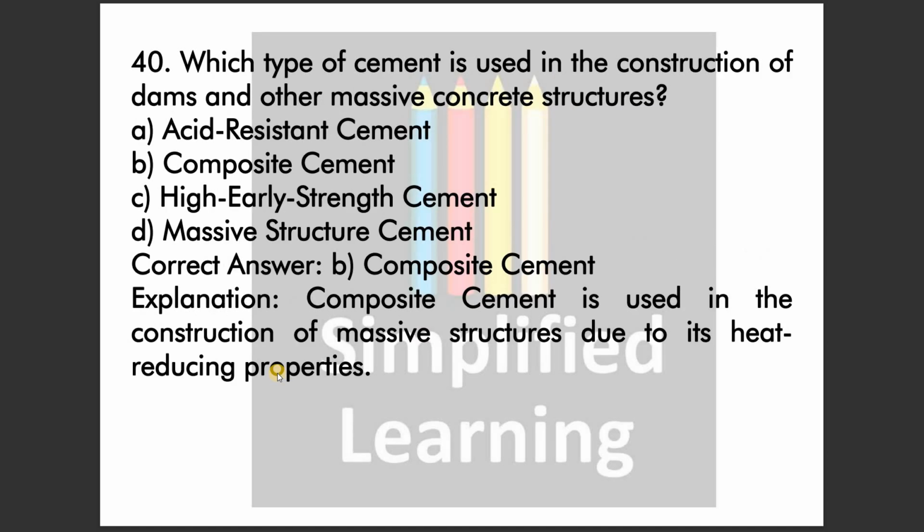Which type of cement is used in construction of dams and other massive concrete structures? The answer is composite cement, because of its heat reducing properties, or we can use low heat cement also here, right? Composite cement has its heat reducing property, and whenever we are going for massive construction such as dams, the heat cracking is a problem. That's why we are going to use either composite cement or low heat cement.